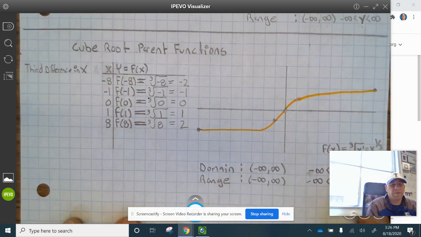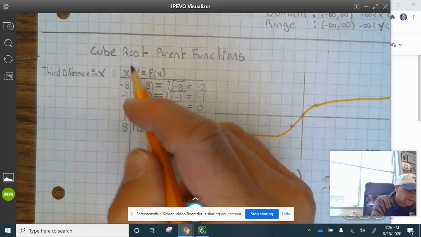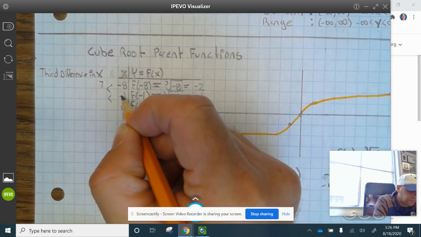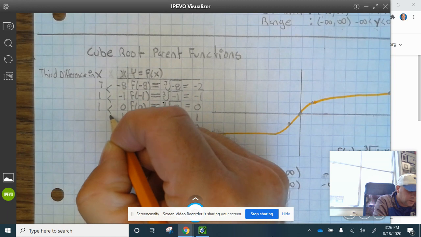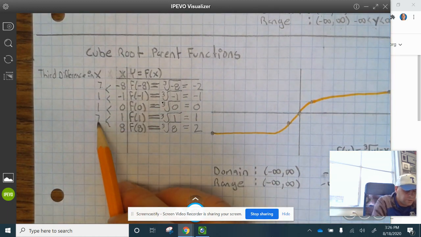All right, now let's take a look here. It says third difference in x. So let's look at, what do you do to -8 to get -1? Well, you add 7. What do you do to get from -1 to 0? You add 1. What do you get from 0 to 1? You add 1. And what do you do to get from 1 to 8? You add 7. You'll see the first differences are not the same.